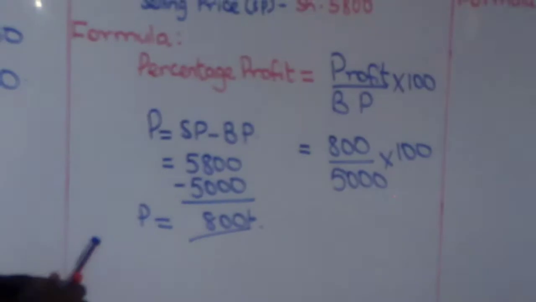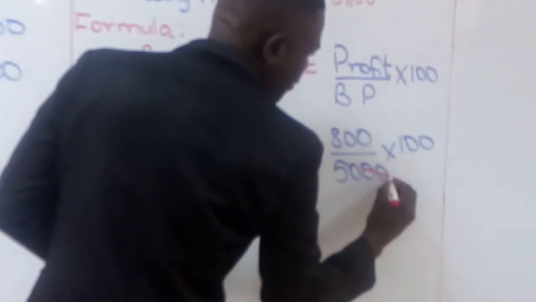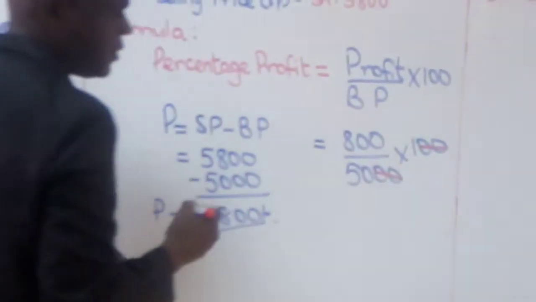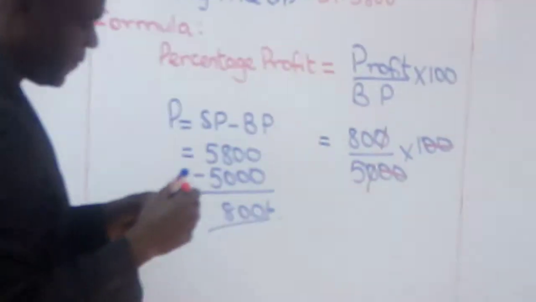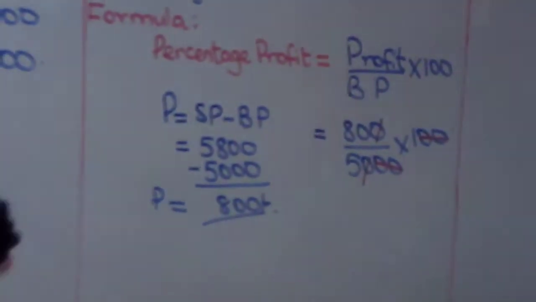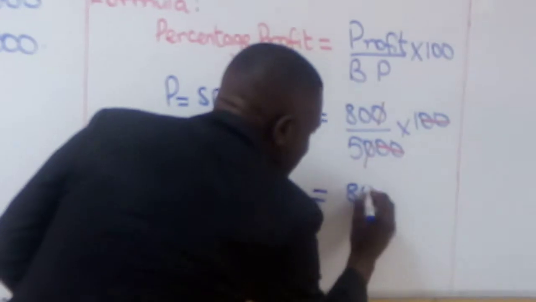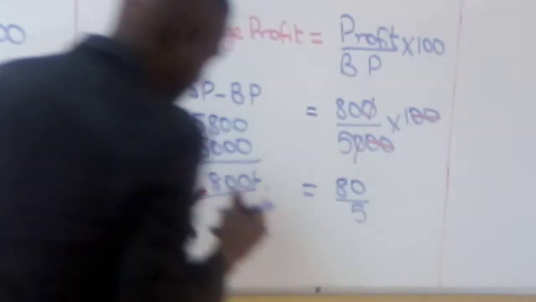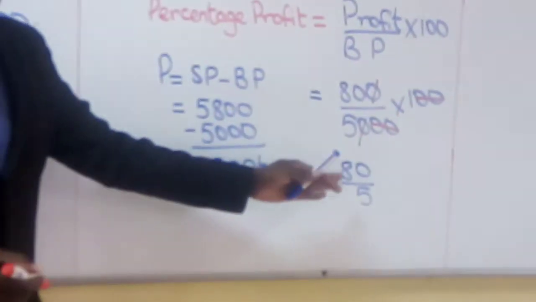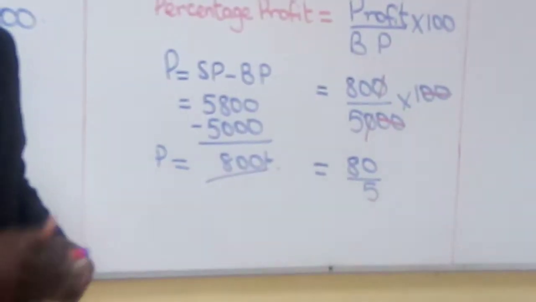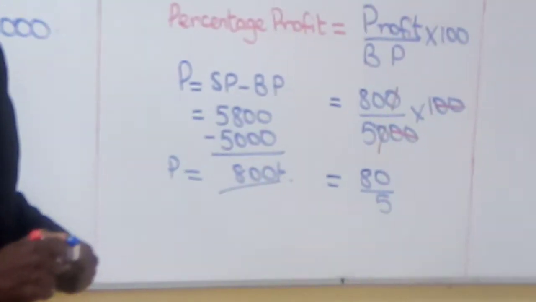Is that clear? So we cancel the 2 zeros with those 2 zeros. We cancel this 0 with that 0. Now we remain with 80. Let me write it down here. 80 over 5. Now 80 is divisible by 5 because it ends with 0. Numbers that end with 0 and 5 are divisible by 5.